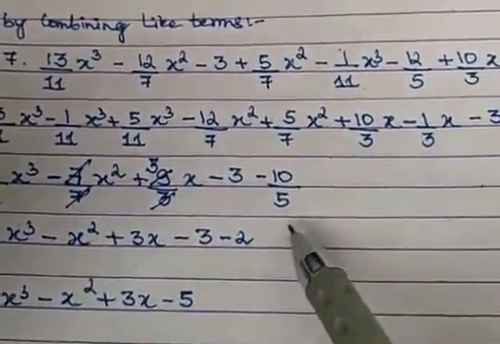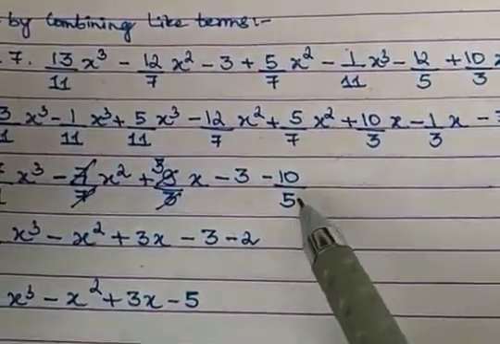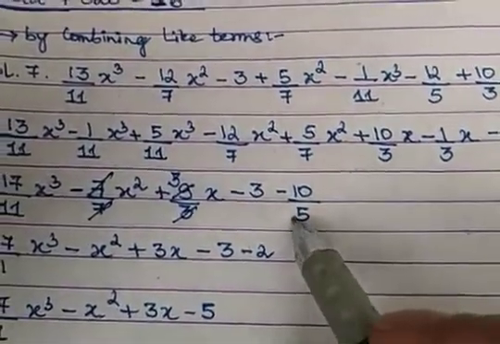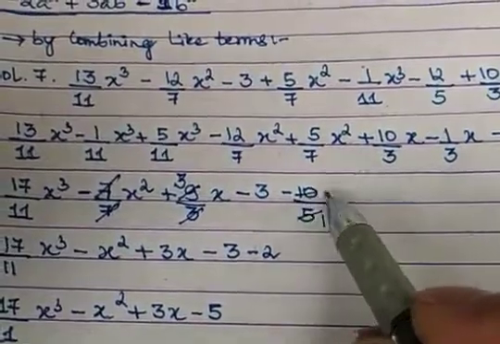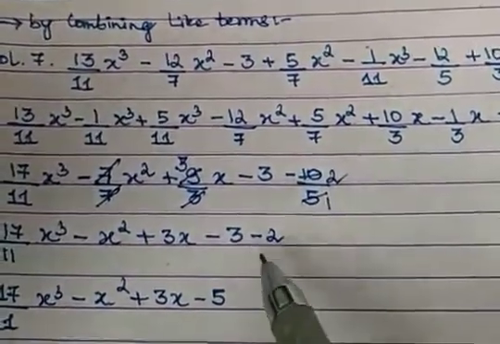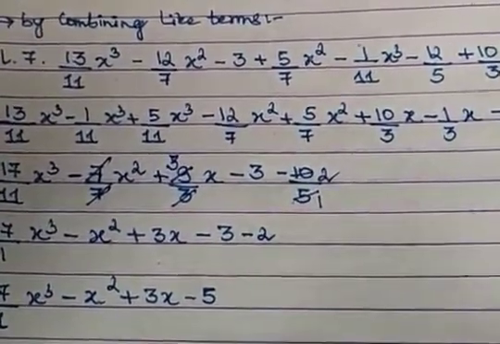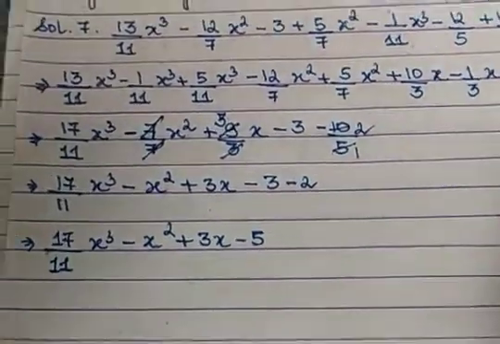Now the last term, what do I see in the last term is 10 divided by 5, so we know that 5 times 2 is 10, so we got minus 3 and minus 2. Okay, so are we done here? No, we are not done.